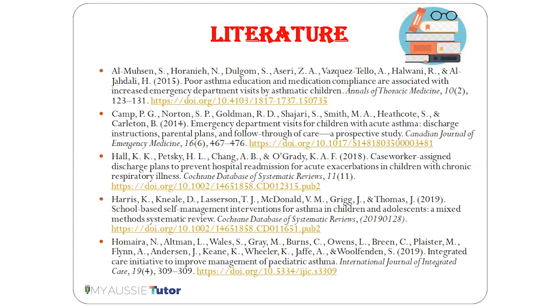Then there was another article chosen again from Cochrane, which was school-based self-management interventions for asthma in children and adolescents. It was a mixed method systematic review. The highest level of evidence that exists is a systematic review, and if it is a systematic review of RCTs, it is the highest level in the hierarchy of evidence. If it is a systematic review of mixed method, qualitative and quantitative studies together, then it is also high level evidence in the hierarchy of evidence, but not the highest.